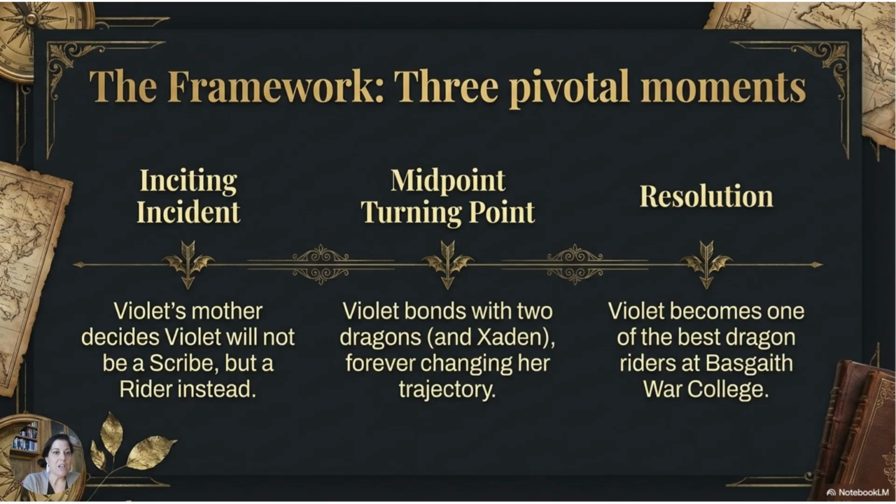At the midpoint, Violet bonds with 2 dragons and the love interest Xaden, forever changing her trajectory and the trajectory of the whole story. See how it's a lot like a second inciting incident? Finally, at the end, Violet becomes one of the best dragon riders at Basgiath War College, completing her arc.